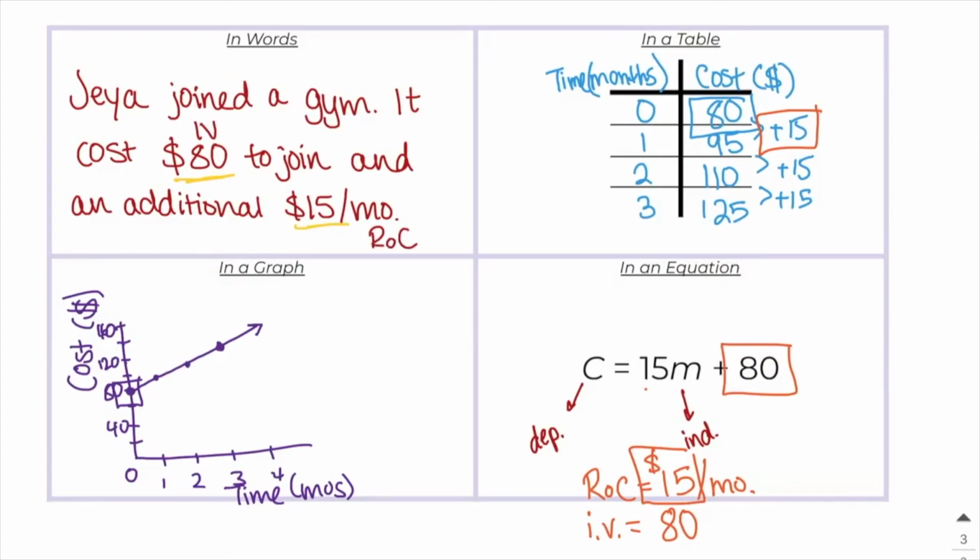Last thing I just want to talk about in respect to all of these examples is whether or not these are direct or partial variations. So just a reminder that the initial value for direct is 0. The initial value for partial is anything other than 0.